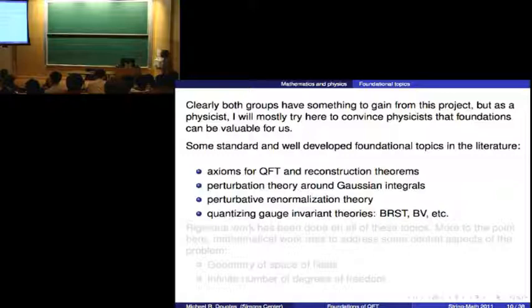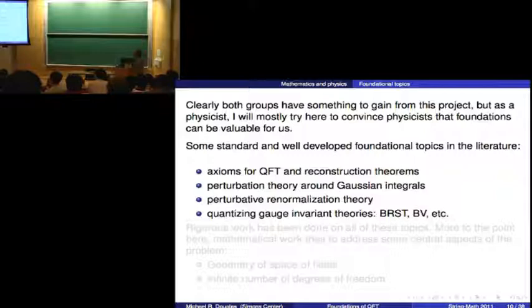Again, it's a word I'm not going to try to define or explain in great detail, but we tend to know foundations when we see them, and they are the things that appear in textbooks when they're very well developed. There are many such topics in quantum field theory already. Certainly all the textbooks emphasize perturbation theory around free fields, perturbative renormalization theory. These are really the heart of the subject.